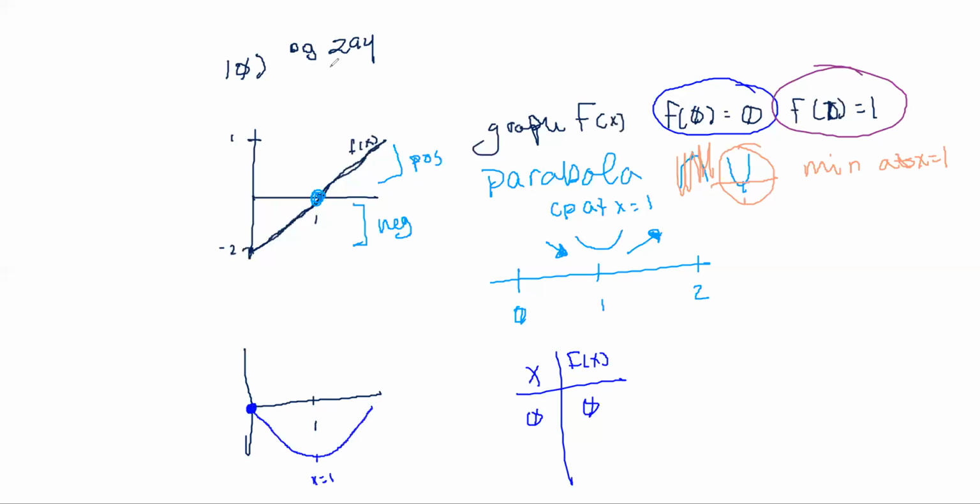On the other hand, if I have f of 0 is equal to 1, then I have a list of points that looks like this, 0 and 1. So I'm going to start up here at 1. I'm going to come down. That minimum isn't quite in the right place. Again, my minimum at x equals 1.